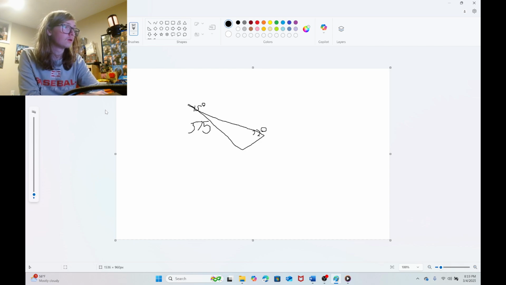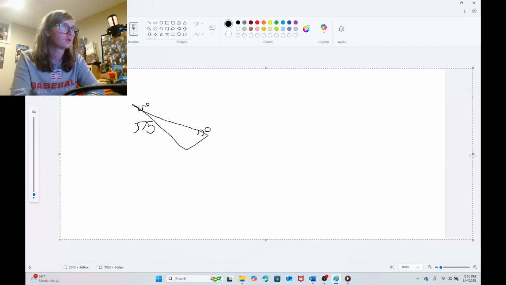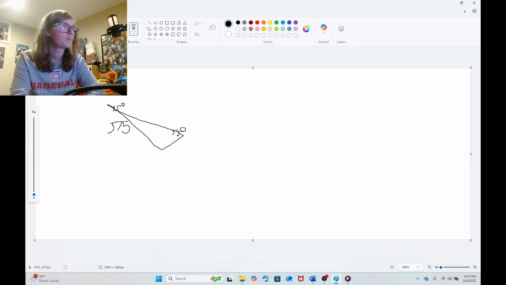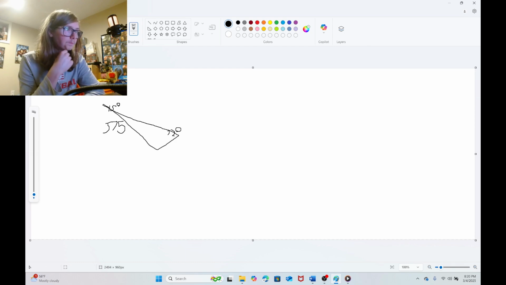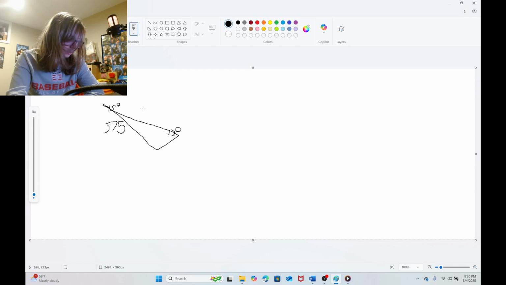We are doing the law of sines. Where's my cursor at? Give me more space. Okay, there we go. We got plenty of space now. So, we are given a side length of 375. And for this, we need to solve each triangle, which means fully giving all of the side length measurements and degree measurements.